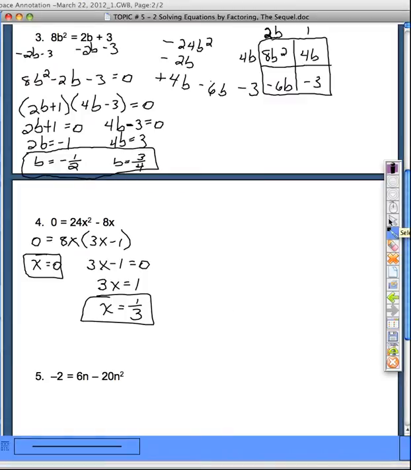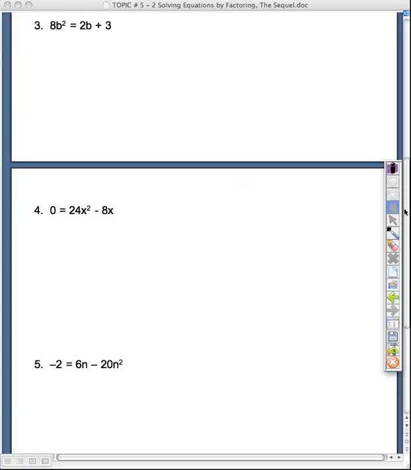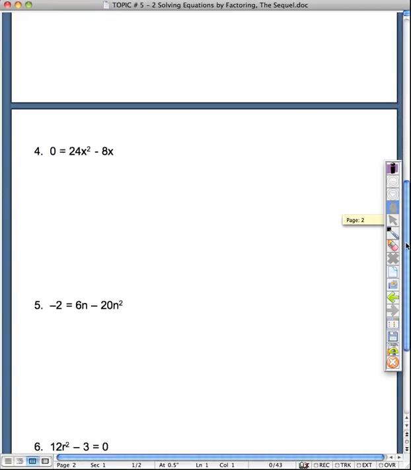Now I'm going to move this up so we can hopefully see our last problems and have plenty of room to work them.